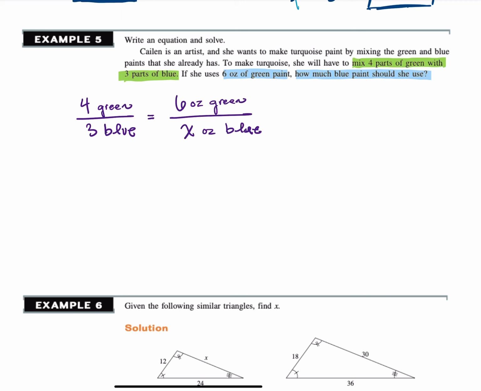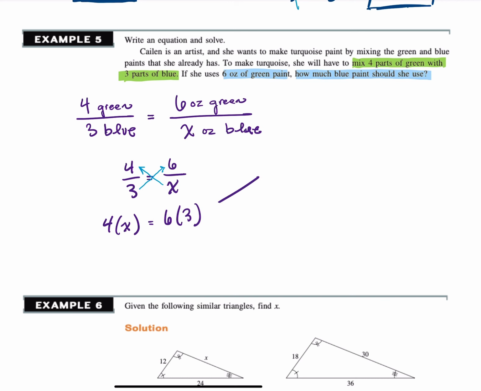So we have a little equation. We can kind of drop the green and blue and just look at this as 4 over 3 should equal 6 over X. We'll know that X means the ounces of blue paint that we have. So let's just cross multiply. Let's multiply this X up into the numerator over here. And then we'll multiply the 3 by the 6 in the other numerator. So this should be 4 times X equals 6 times 3.